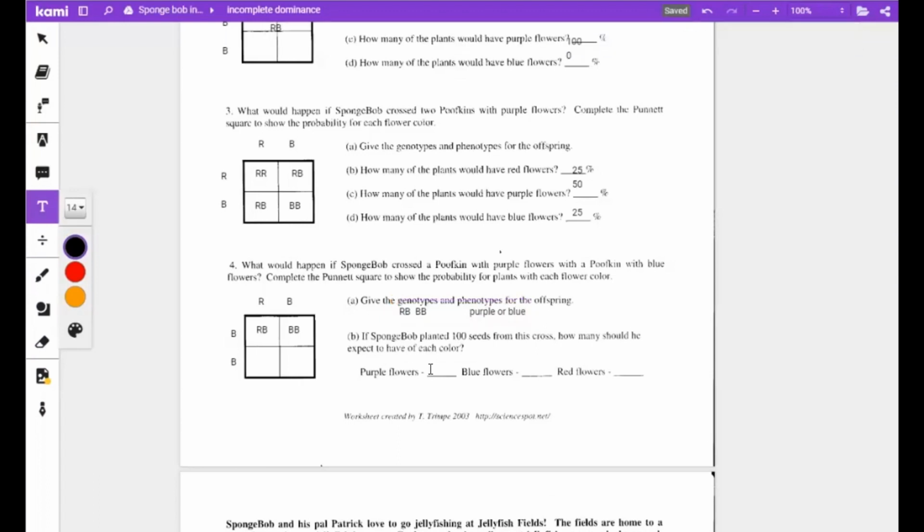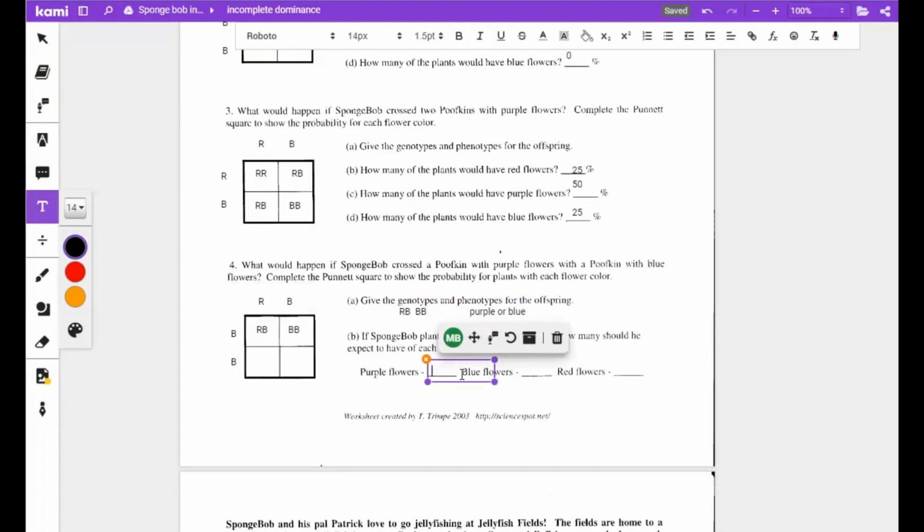What percentage? Can you see the percentages, kids? I'm going to have 50% purple and 50% blue, and there's no chance of red. 0.